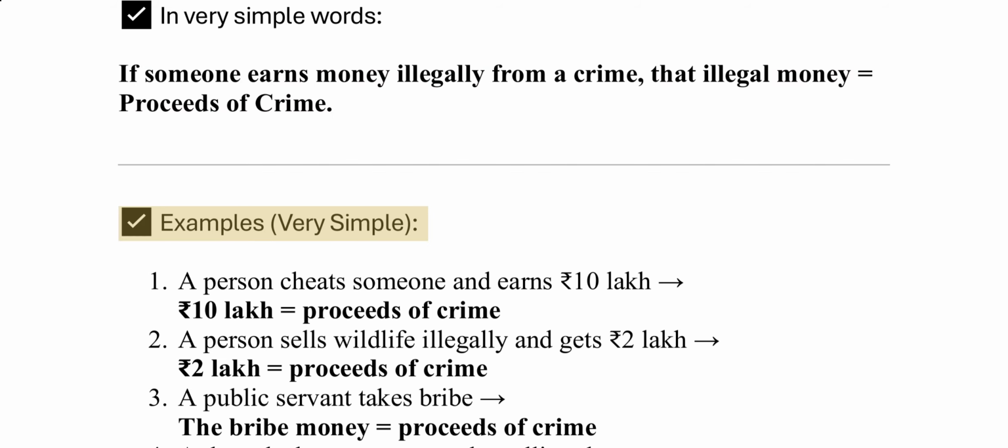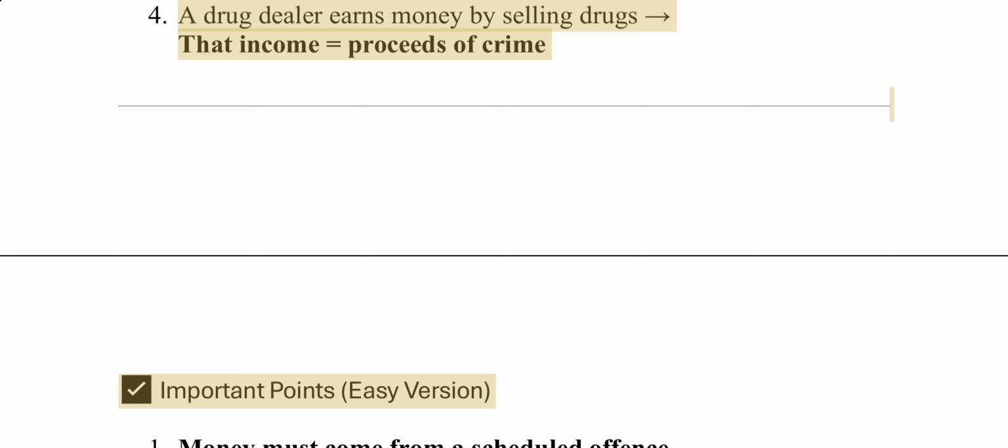Examples, very simple. 1. A person cheats someone and earns 10 lakh rupees, 10 lakh rupees equals proceeds of crime. 2. A person sells wildlife illegally and gets 2 lakh rupees, 2 lakh rupees equals proceeds of crime. 3. A public servant takes a bribe, the bribe money equals proceeds of crime. 4. A drug dealer earns money by selling drugs, that income equals proceeds of crime.